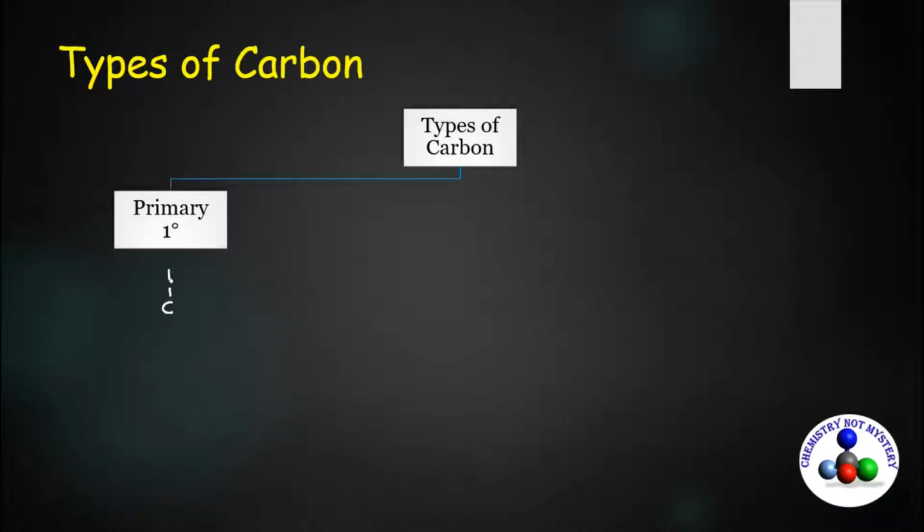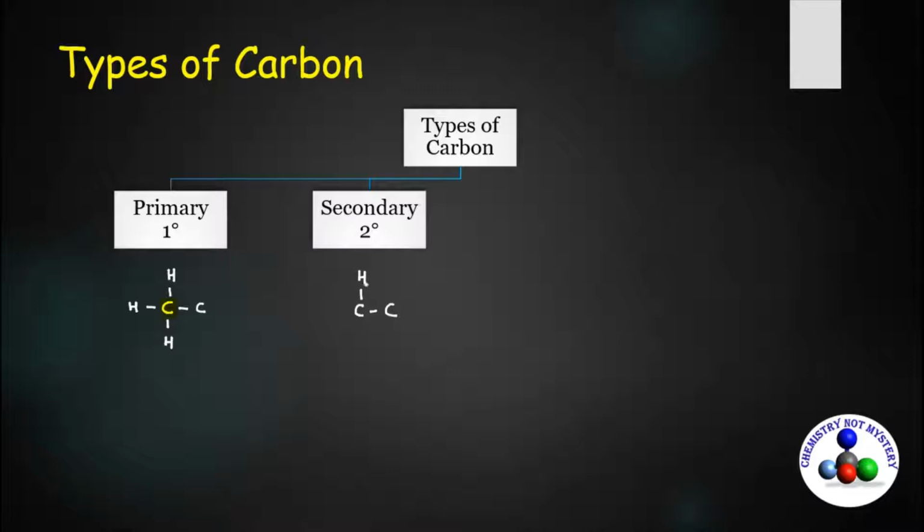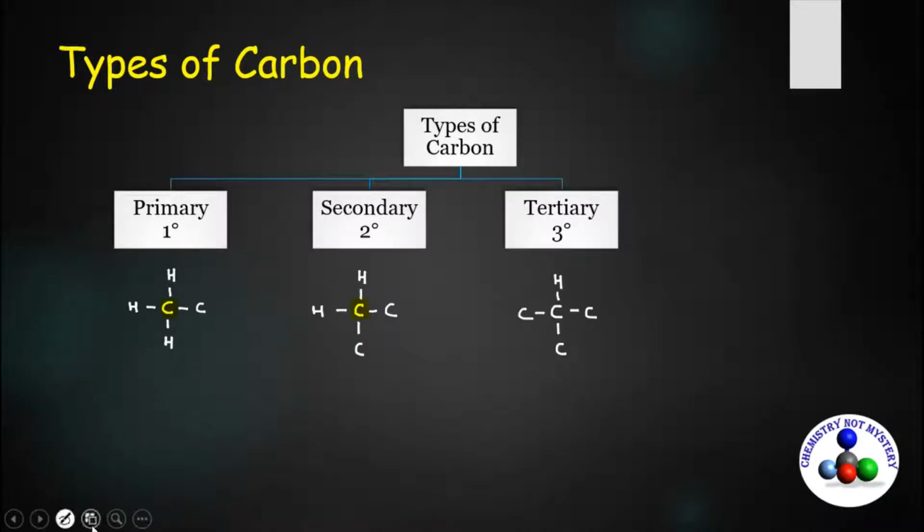It can be primary carbon. It is directly bonded with one other carbon. It can be secondary carbon. It is directly bonded with two other carbons. It can be tertiary carbon. It is directly bonded with three other carbons. Or it can be quaternary carbon. It is directly bonded with four other carbons.